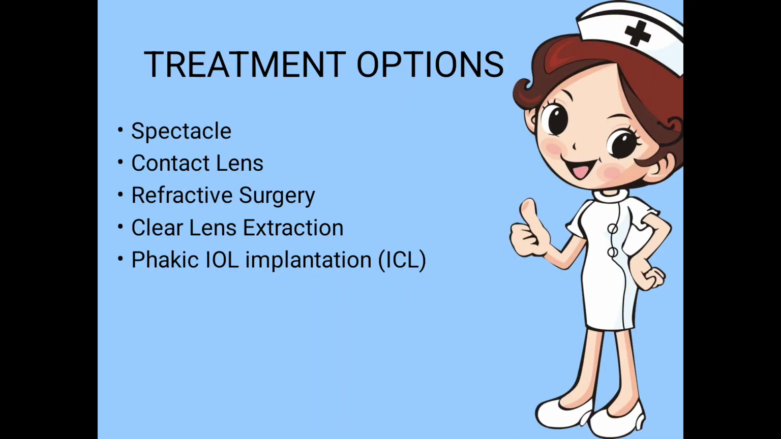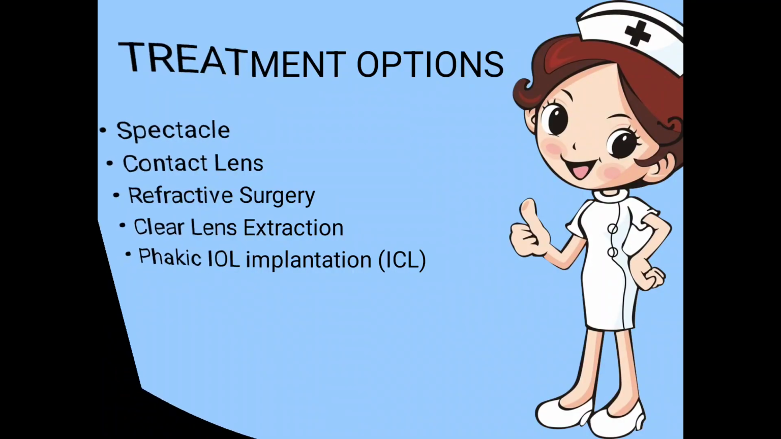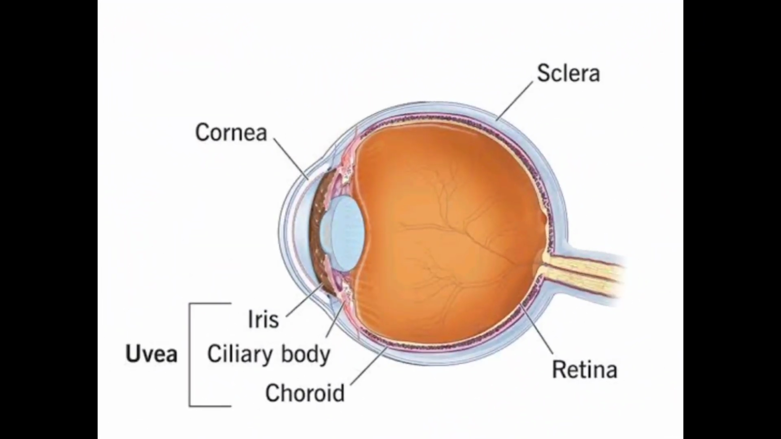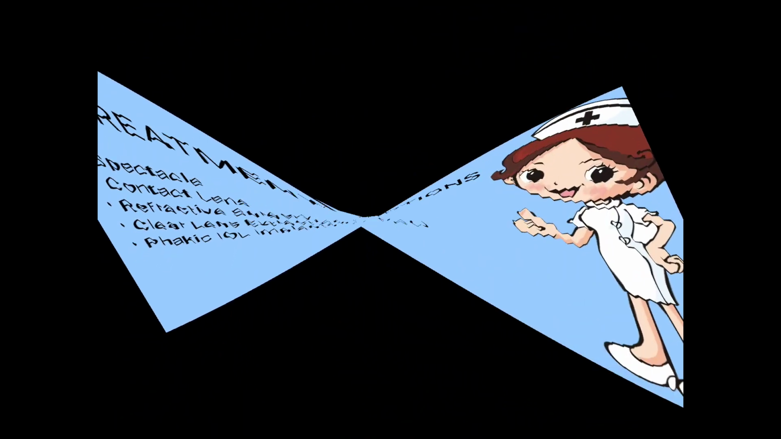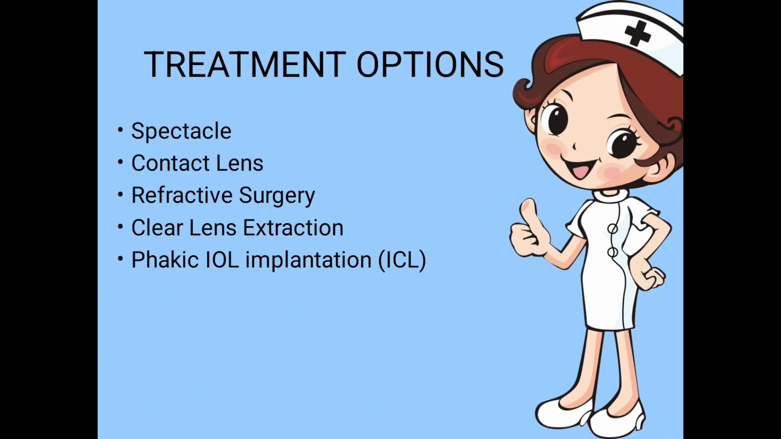Next one, clear lens extraction. It is also an option. In this case, this one is the crystalline lens. When the lens becomes opacified due to cataract, then we can remove it. But if the person does not wish to wear spectacles, then clear lens extraction is done. That lens doesn't have a cataract, but we extract it and place another lens in place of that lens at the same place.